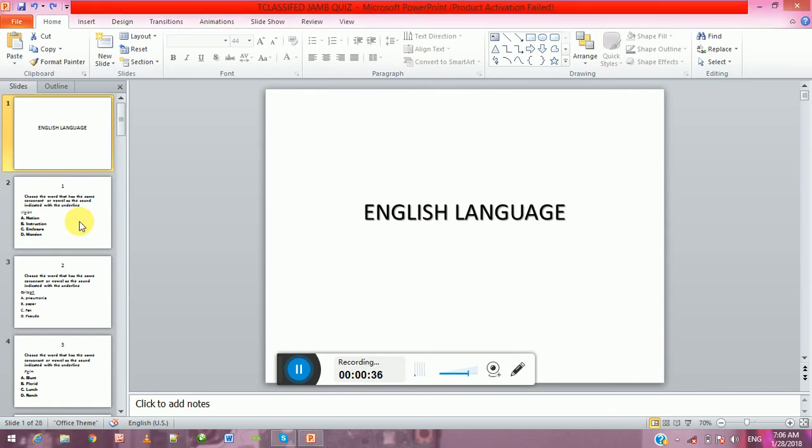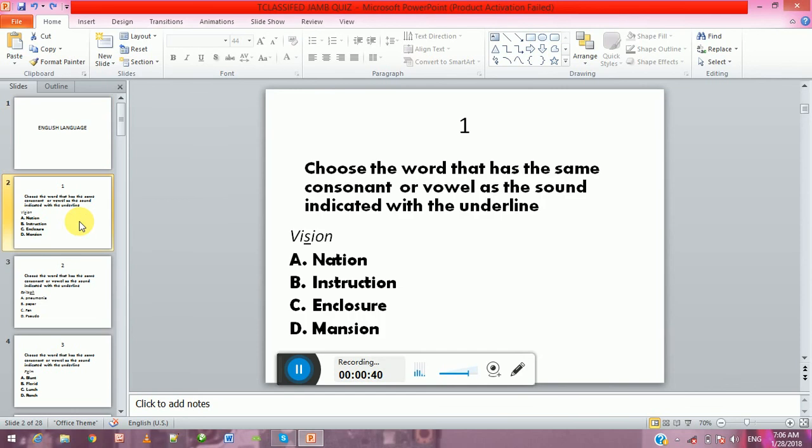The first question for English language is, choose the word that has the same consonant or vowel sound as the sound indicated with the underline. The word is vision, with underline on S. The options are A, nation, B, instruction, C, enclosure, D, mansion.